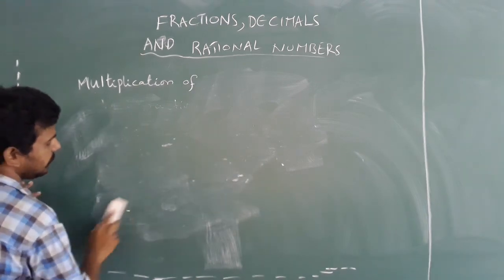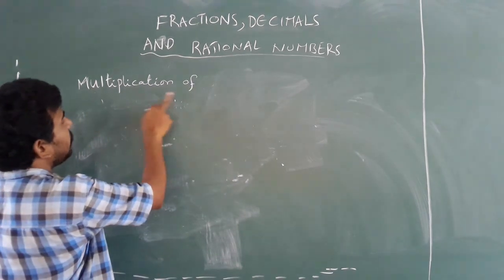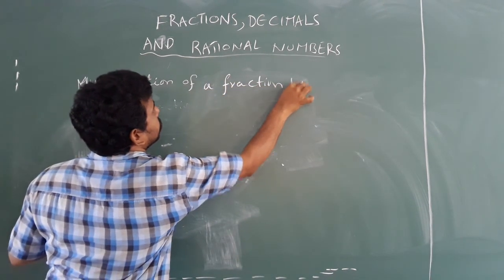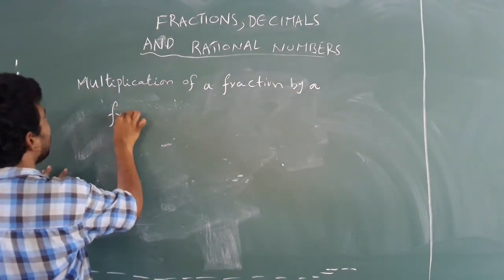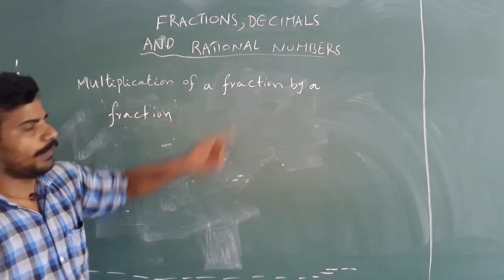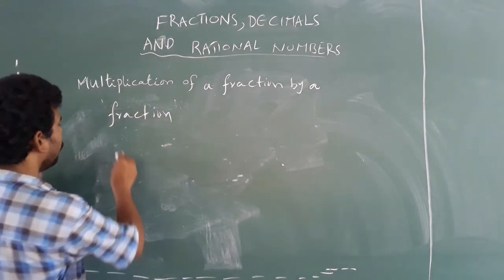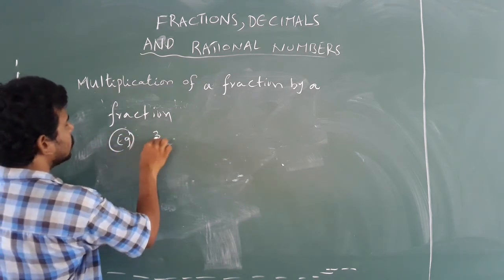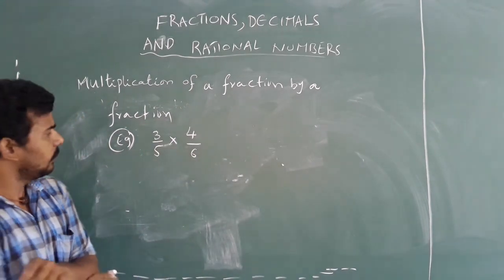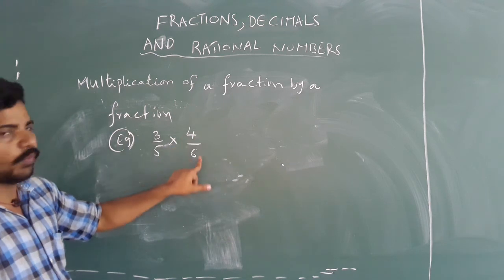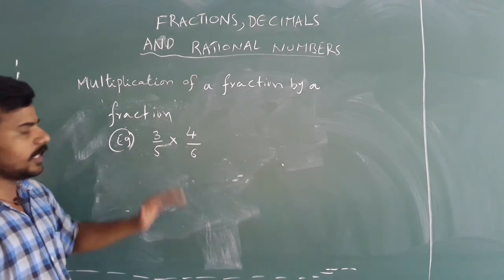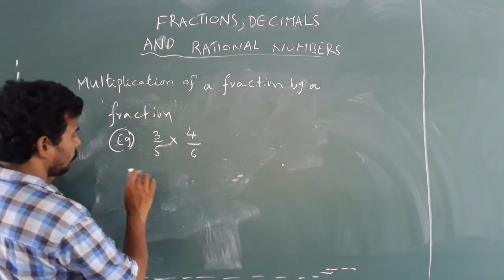The next method is multiplication of a fraction by a fraction. See, children, multiplication of a fraction by a fraction. One more example: 3 by 5 into 4 by 6. Numerator, denominator. In this process, one formula is there.